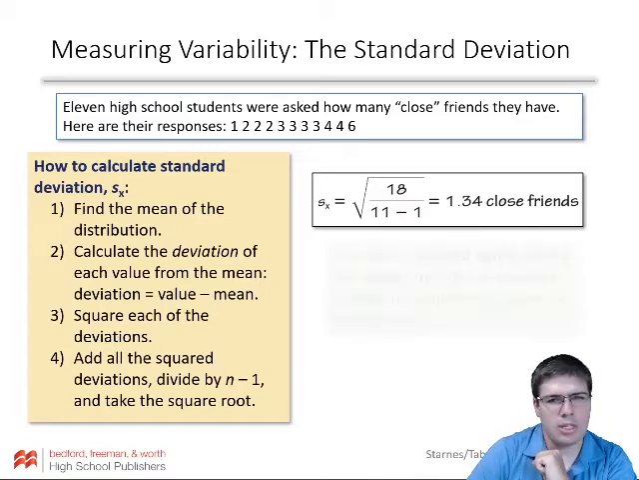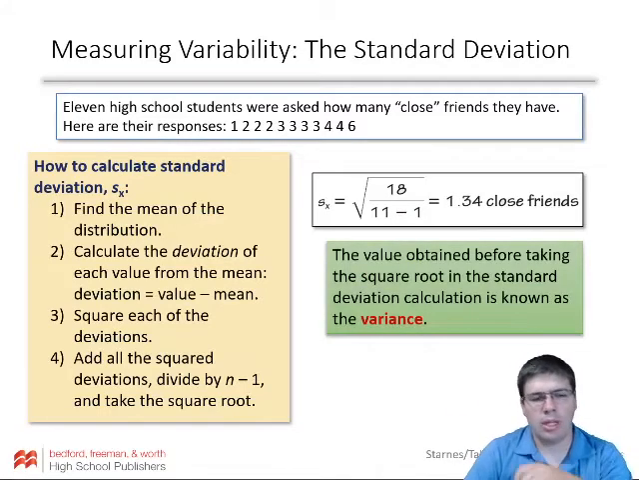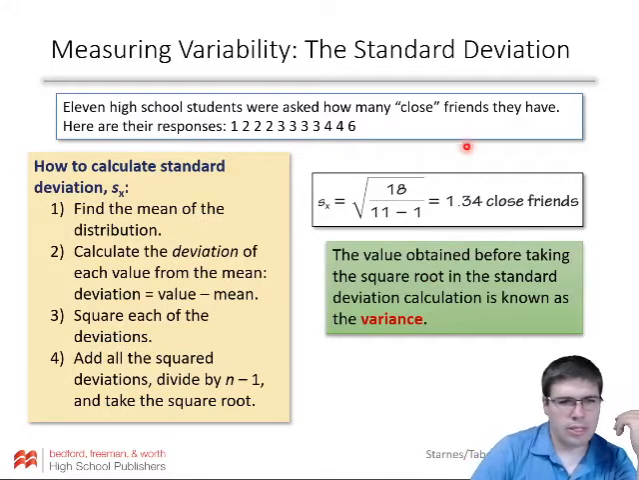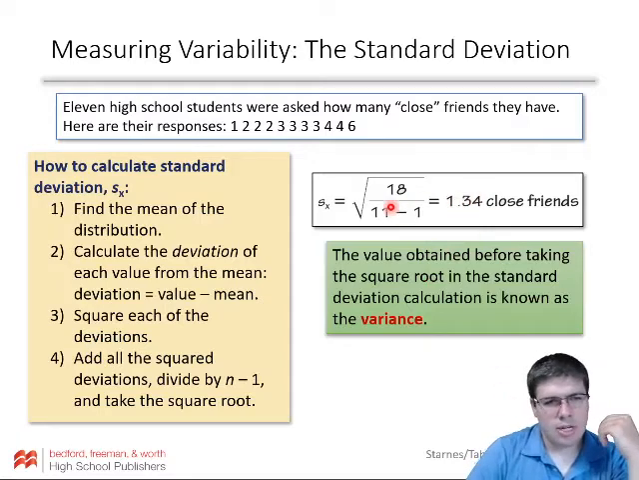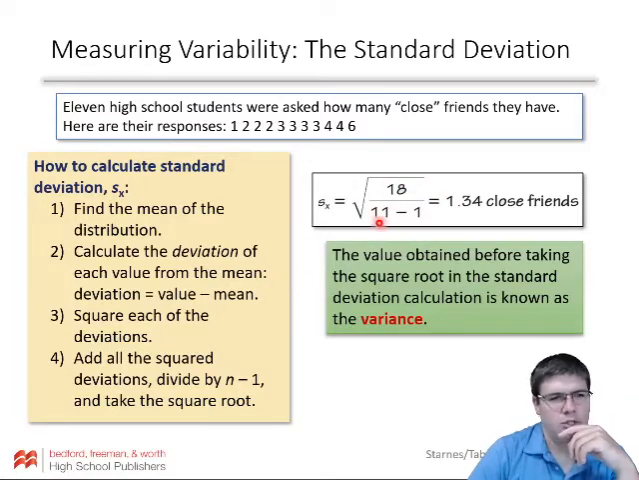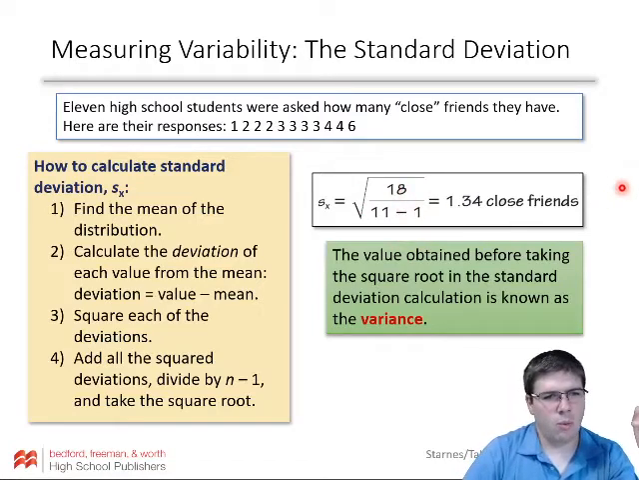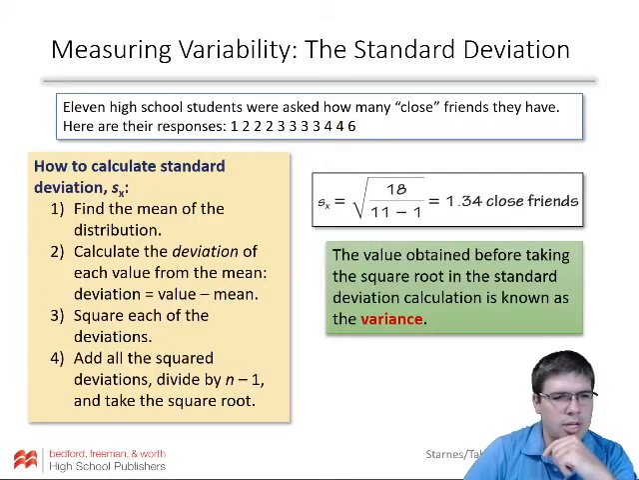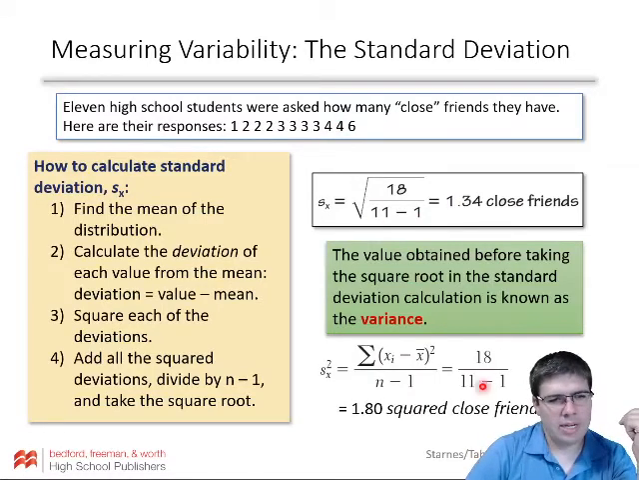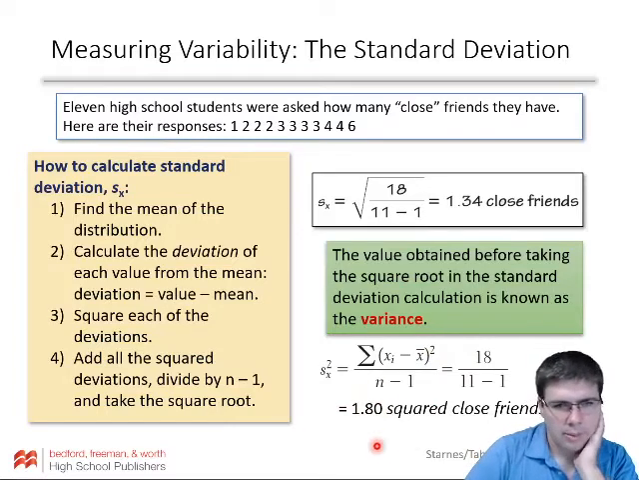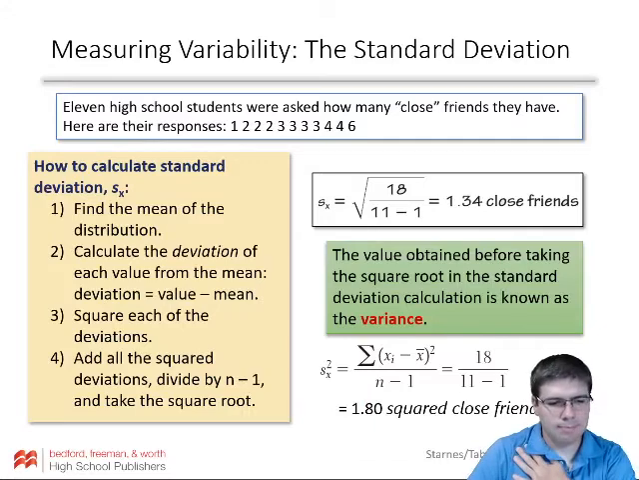There's another term we use. It's called variance. It's what we get if we did not take the square root. A lot of times it's nice because right before we take the square root, we'll have a nice rational number. And once we take the square root, it's irrational. This number has been rounded. So a lot of times it's just nice to report the variance. But it is weird because the units are squared, because we squared our values at one point. So right here it's 1.34 close friends as the units. If we don't take the square root, it would be 18 over 10 or 1.8, in squared close friends, which doesn't make a lot of sense, but it's a nice round, rational number that we can give for variance.